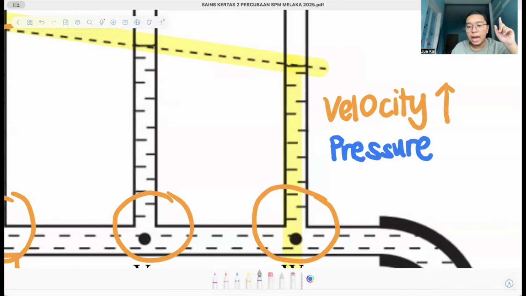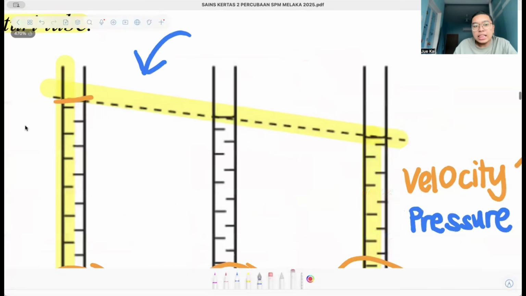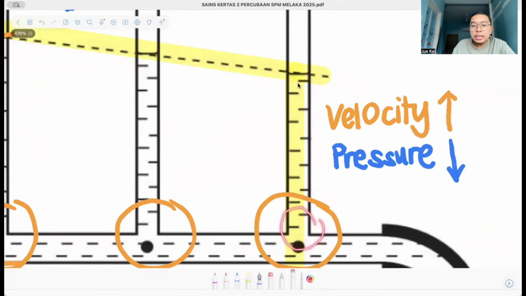The pressure, high or low? Low. Good job, Qixuan. Good job, Shirley. Low. So when the pressure is low, when the pressure is down, it doesn't have pressure, it cannot push the water. It cannot push the water to a high level, same as you. So that's why the water level of W is only here.